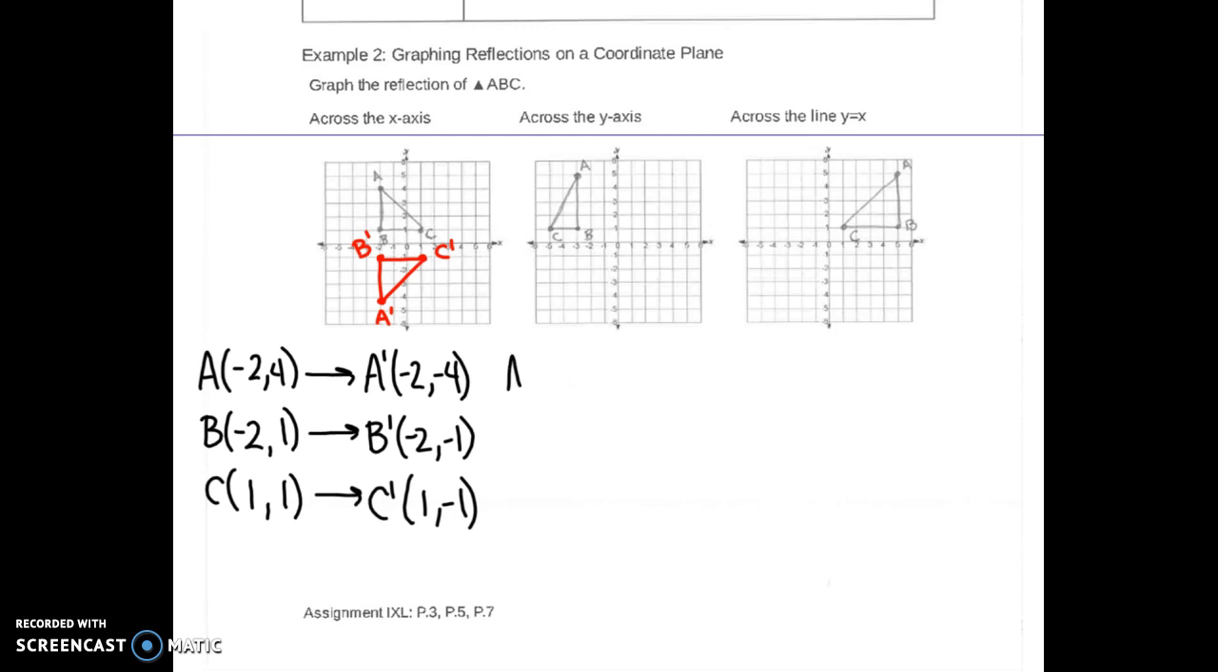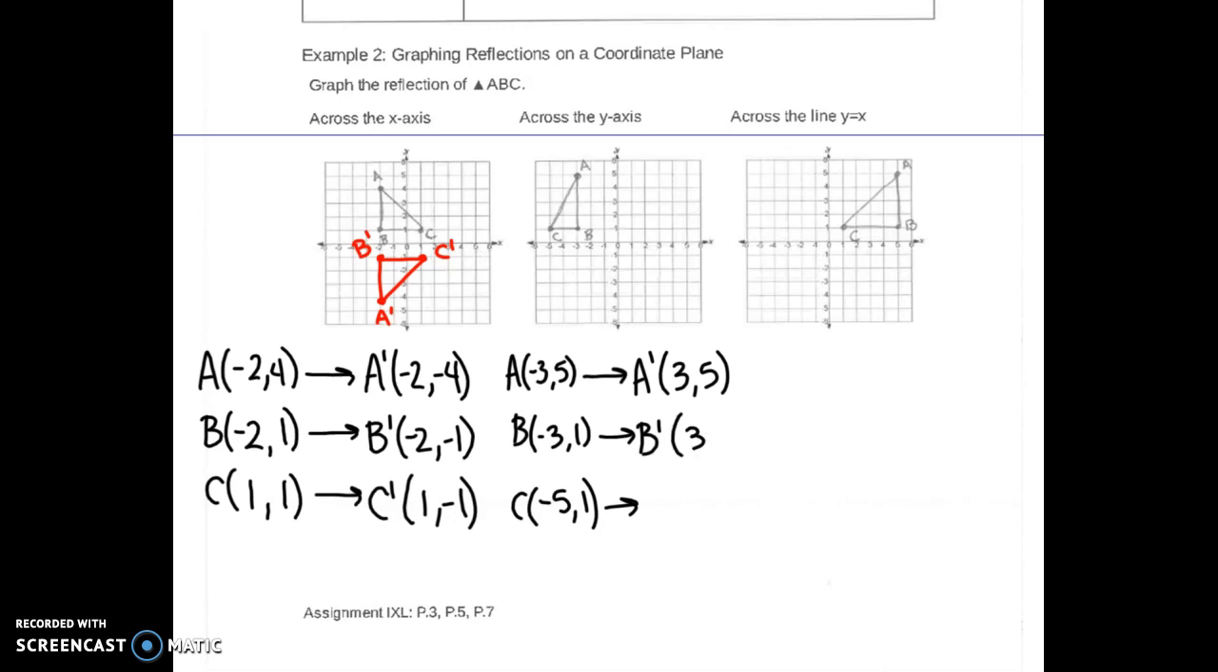Do the next one. So A, B, and C. A is negative 3, 5. B is negative 3, 1. And C is negative 5, 1. We're flipping across the y-axis, so we're just changing the sign of our x. So A prime is 3, 5. B prime is 3, 1. And C prime is 5, 1.